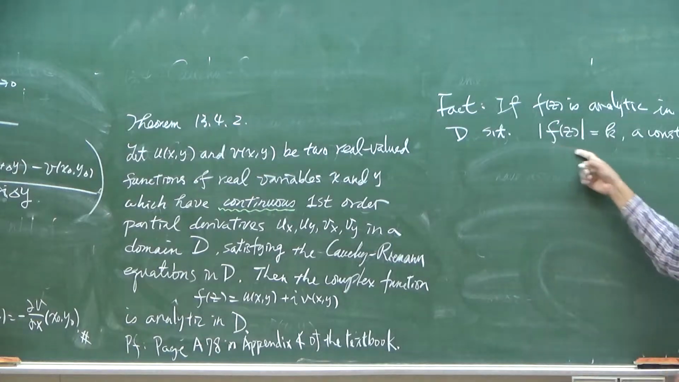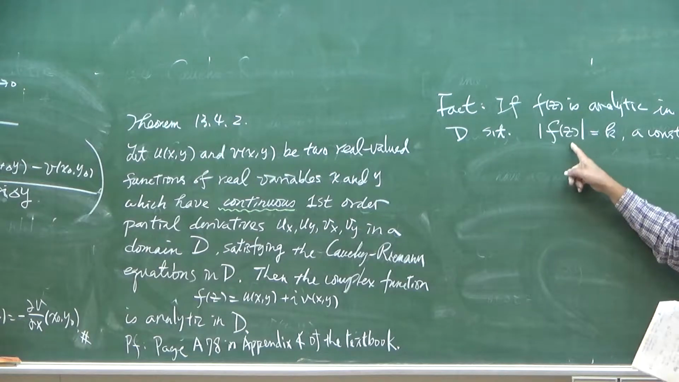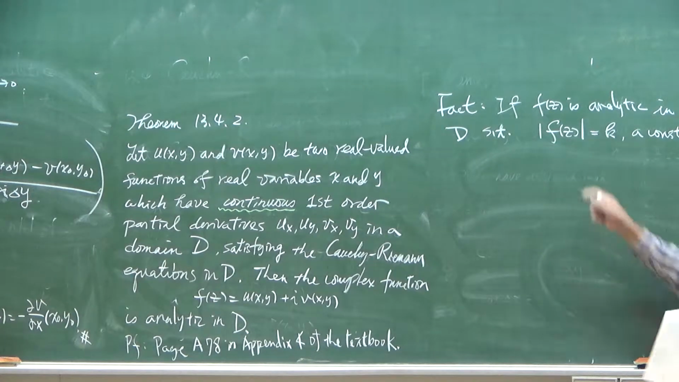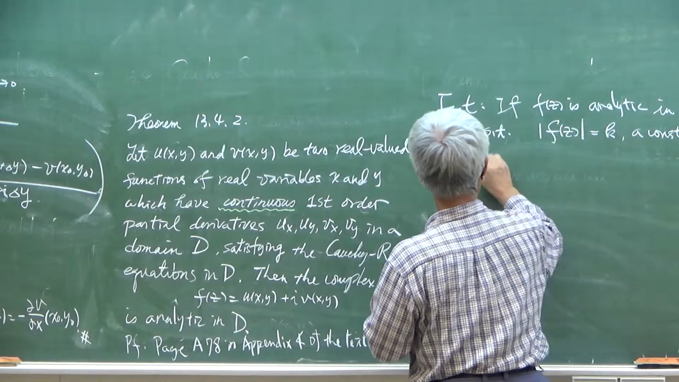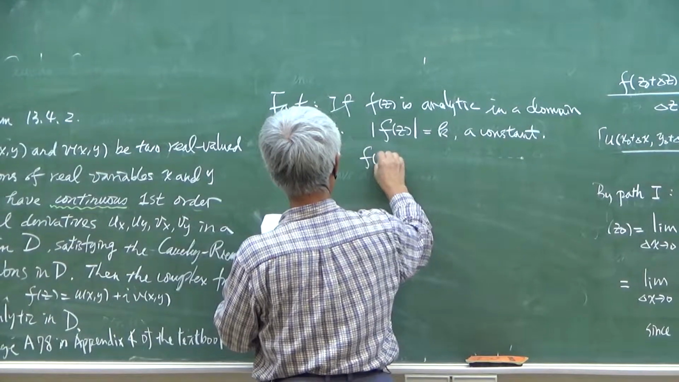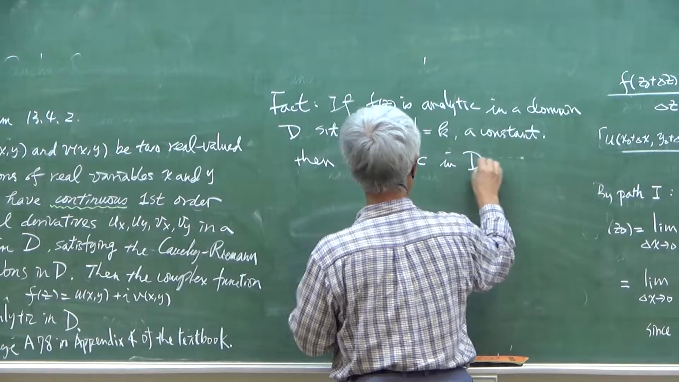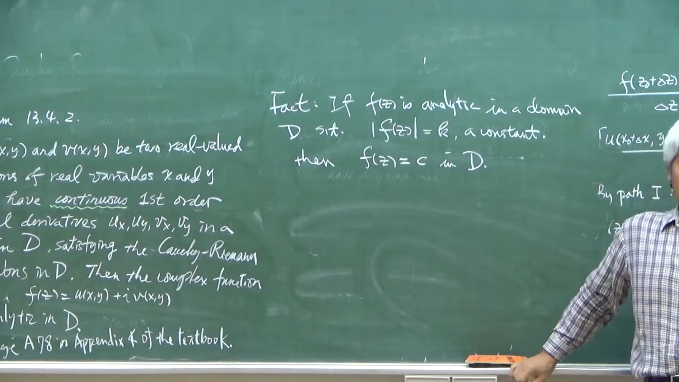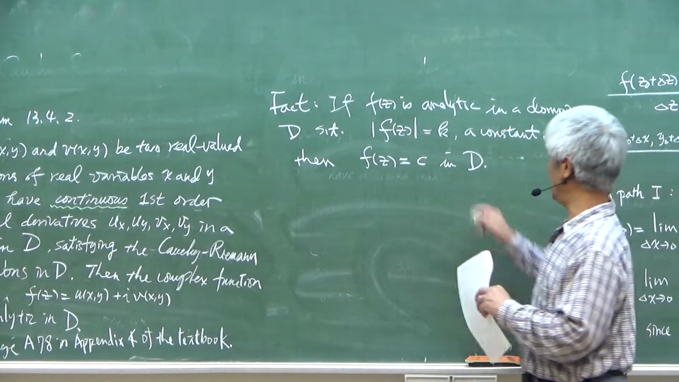Okay? And we know some property of this analytic function. It just says that all the function values have the same magnitude. Then it turns out that there is no other choice. The function actually is a constant function. It's a constant function in the whole domain.